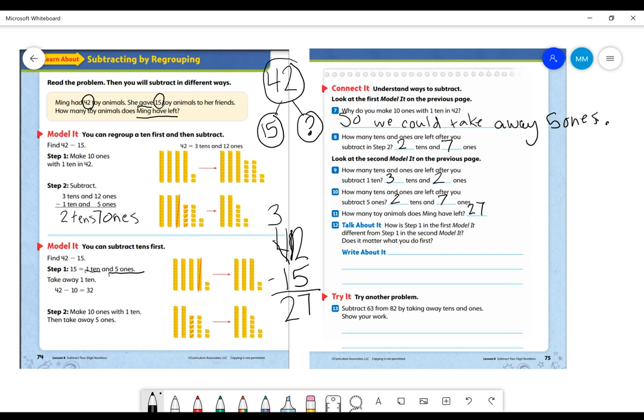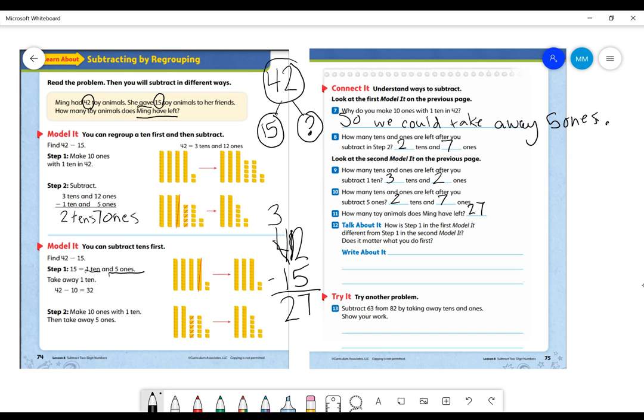And so does it matter what you do first? That is up to you to decide. Miss Mason thinks it does matter because then you might forget that you need to bust up a 10 in your second step to take away those ones.